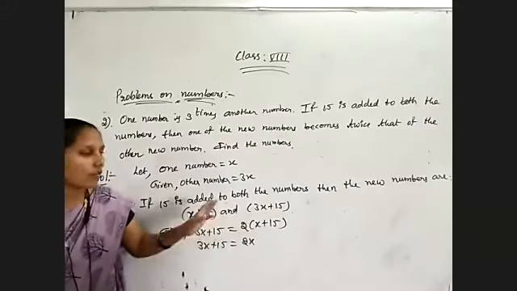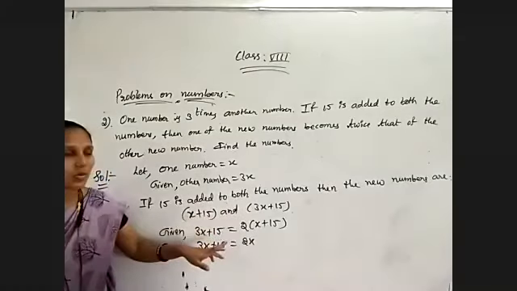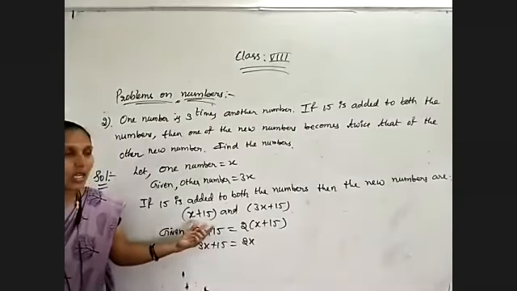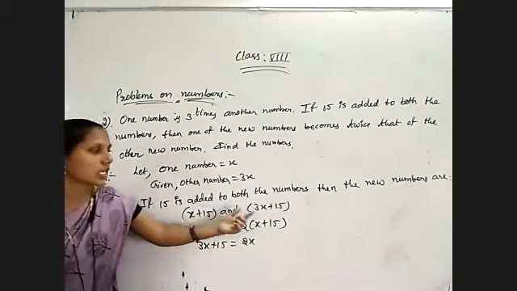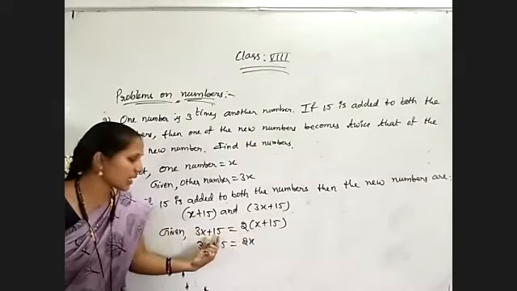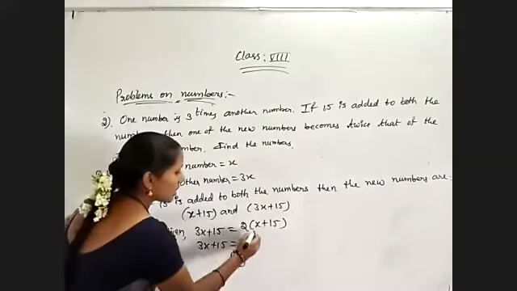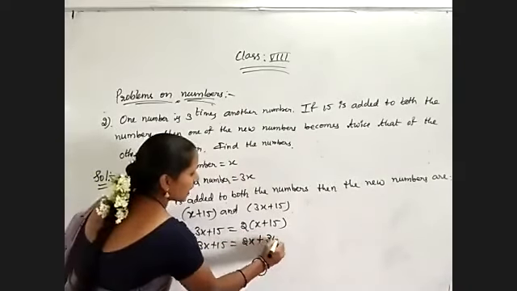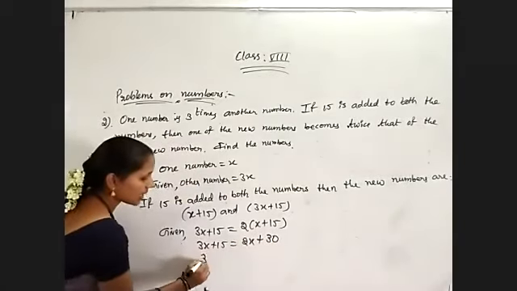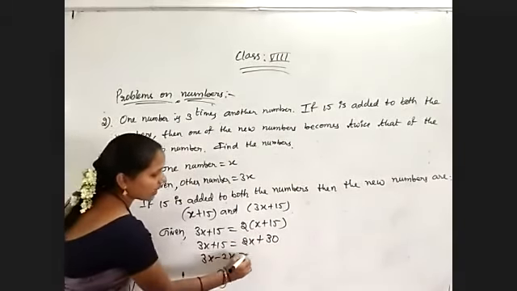Yes or no? For that sake, what is the smaller among these two? x plus 15 is smaller. So twice x plus 15 is equal to the greater number. That is 3x plus 15 is equal to 2 into x plus 15. So that is 2x plus 30. Now bring x terms to one side. 3x minus 2x is equal to 30 minus 15.